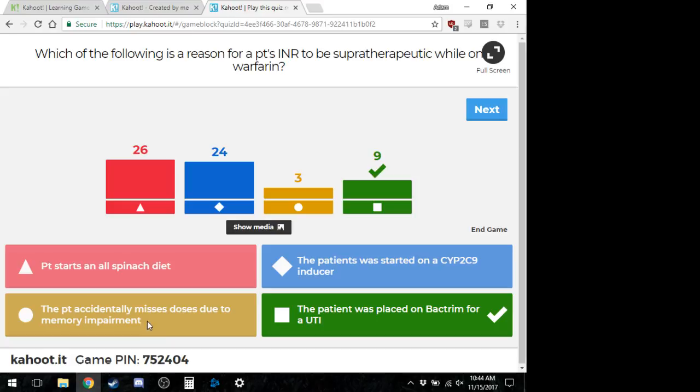Okay, patient accidentally misses doses due to memory impairment. That would also lead to a lower INR, right? Because they're not taking their doses as they should, so that'd be an issue. And how about this one? Patient was placed on Bactrim for a UTI. Why is that an issue?